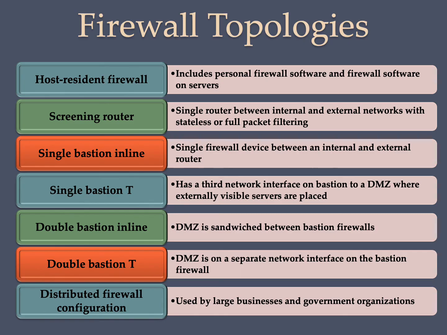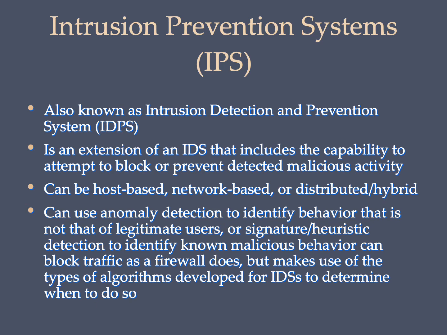So here we have the firewall topologies. Could be host resident firewall, personal firewall, screening router, which is the router that sits on the perimeter of the network. It could do packet filtering, and it could do a full packet filtering. Single bastion inline, another internal external router, and the previous slide on the distributed firewall, this slide refers to that, right? So let's look into the extension of intrusion detection.